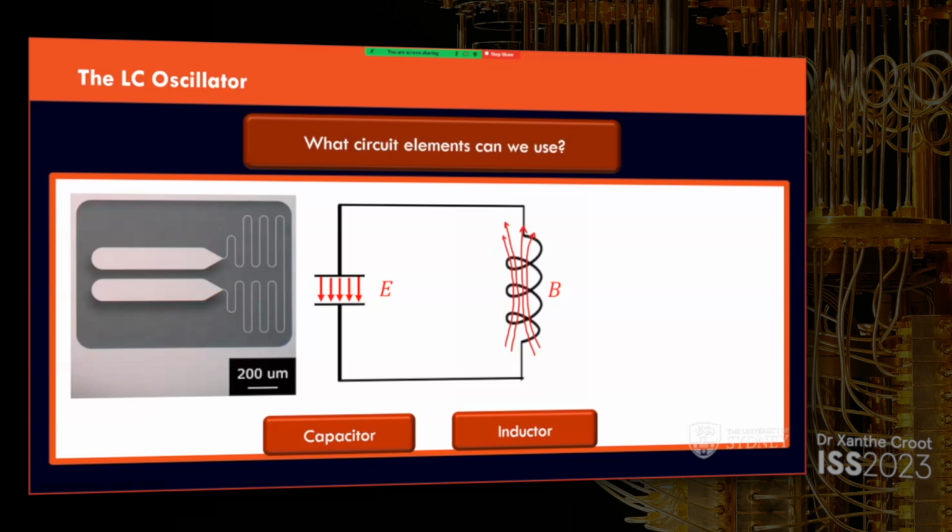Would you like a green laser pointer? Would that make it easier? Is that going to be clearer? Advanced things, but at least people will see it. Okay, thank you. Oh, that's much better. Okay, thank you.